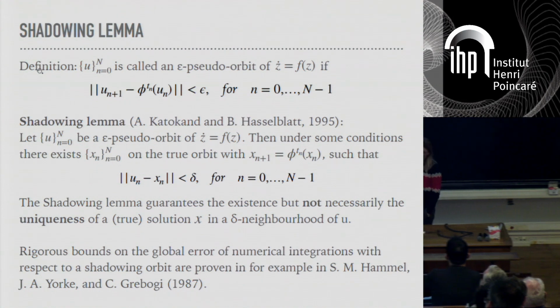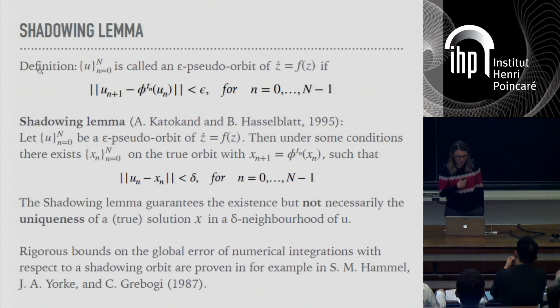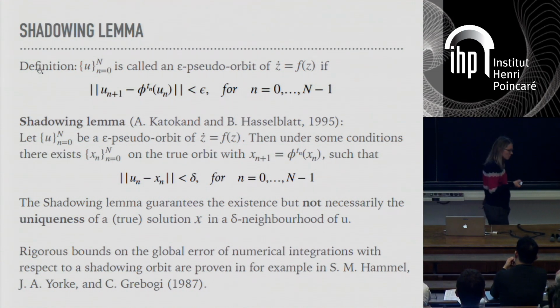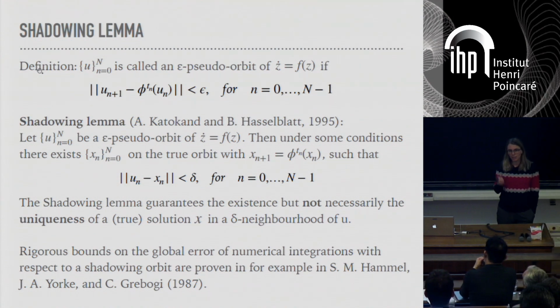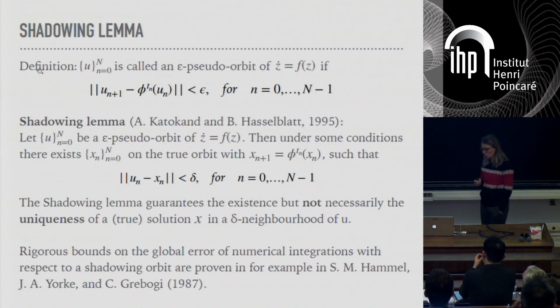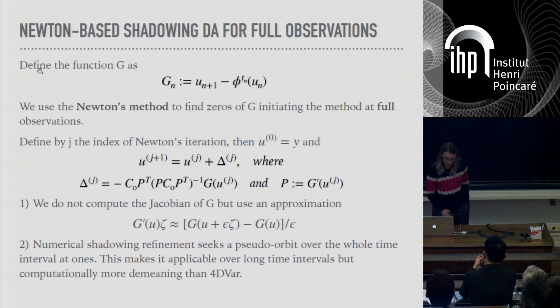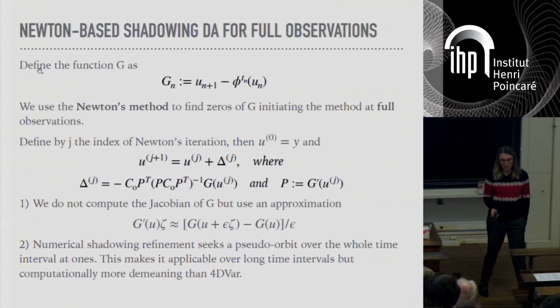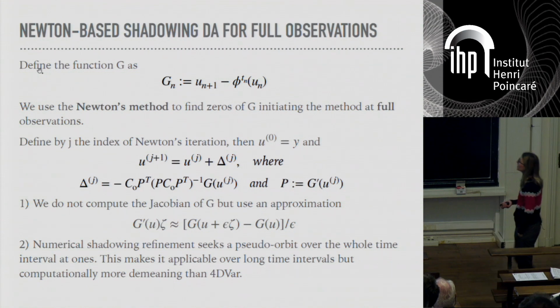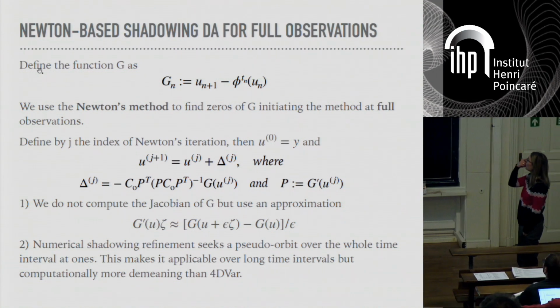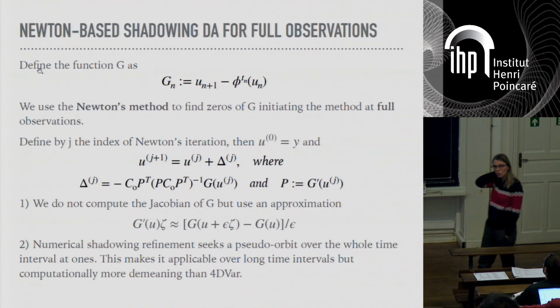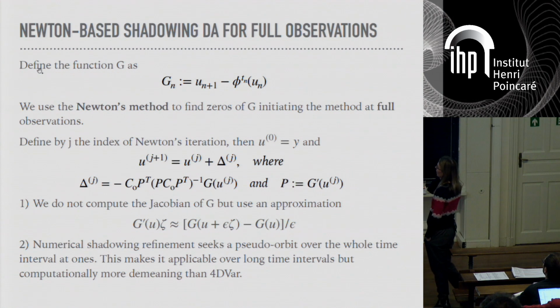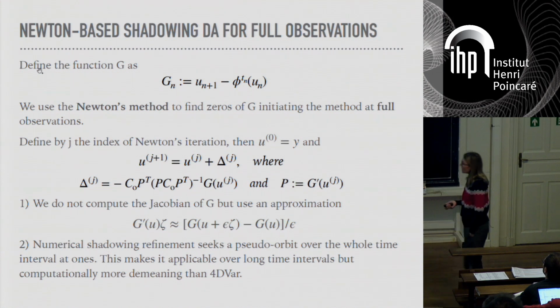This has nothing to do with data assimilation yet, but the idea is to find a pseudo-orbit that is in a delta region of the true orbit. So that's what we use to construct a shadowing-based data assimilation. I call it Newton-based, but it doesn't necessarily require a Newton method. Any other method can be used. But the idea is the following.